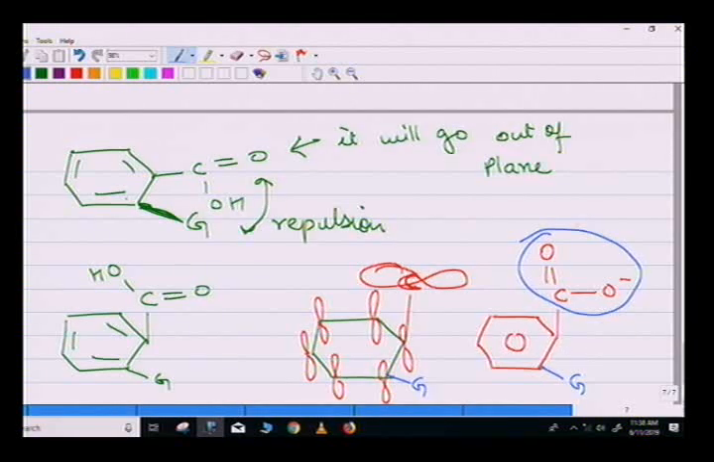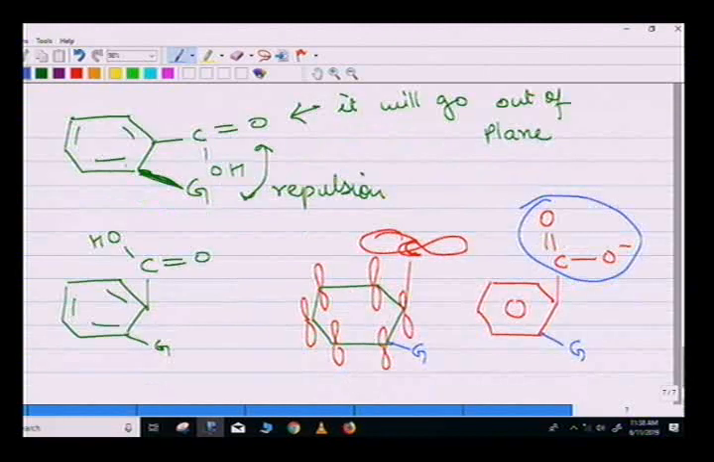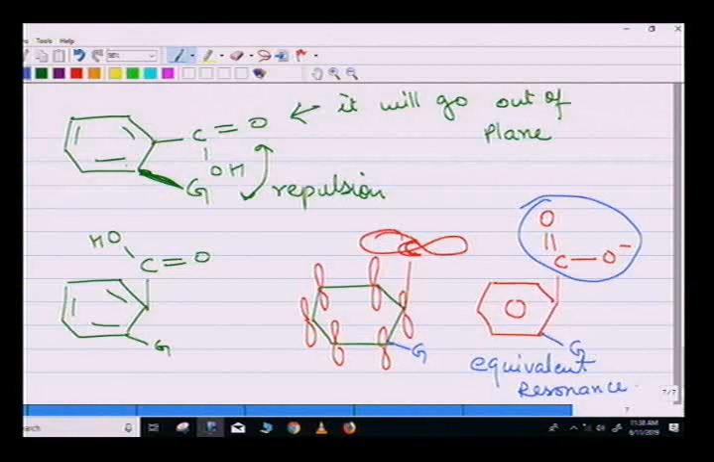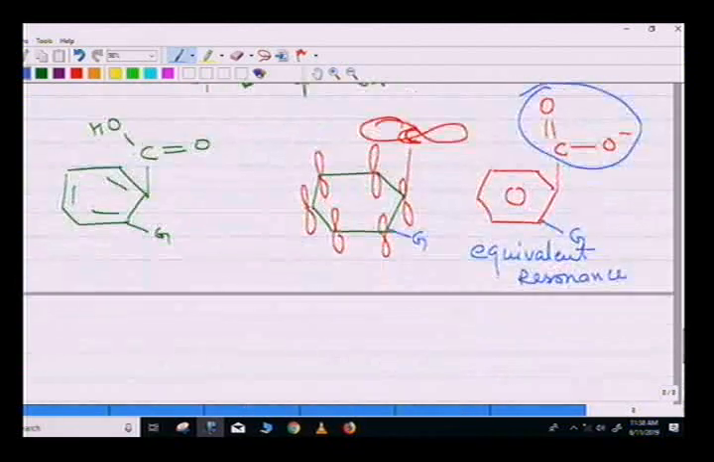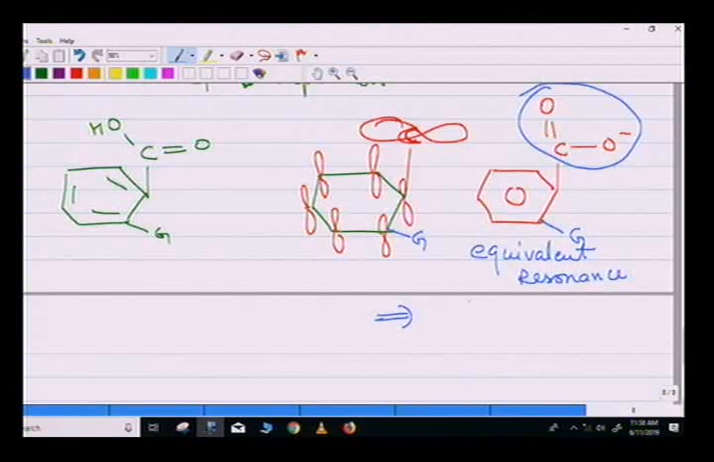And we already know that this resonance is very good, where we have the negative charge on oxygen and oxygen, a kind of equivalent resonance, which is happy to have. That is why this negative charge is more stable. That is why the corresponding acid is more acidic. There is an equivalent resonance, therefore it is more stable. Therefore, the compound is more acidic.